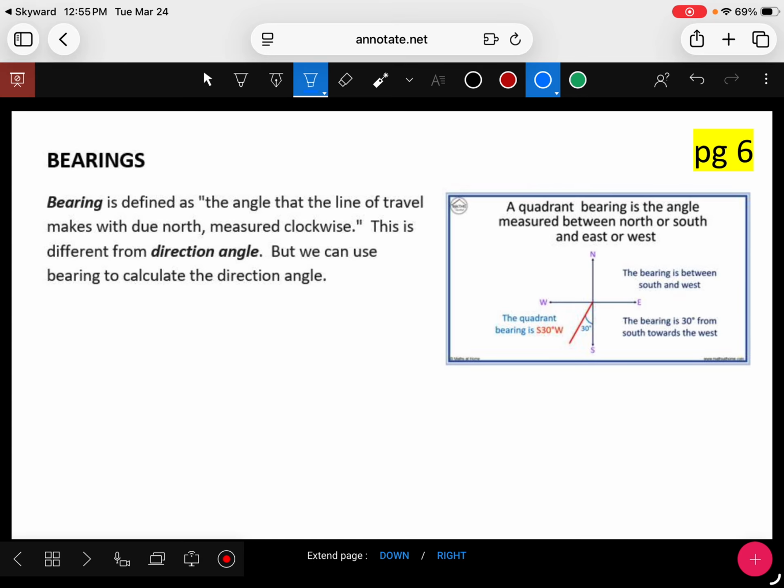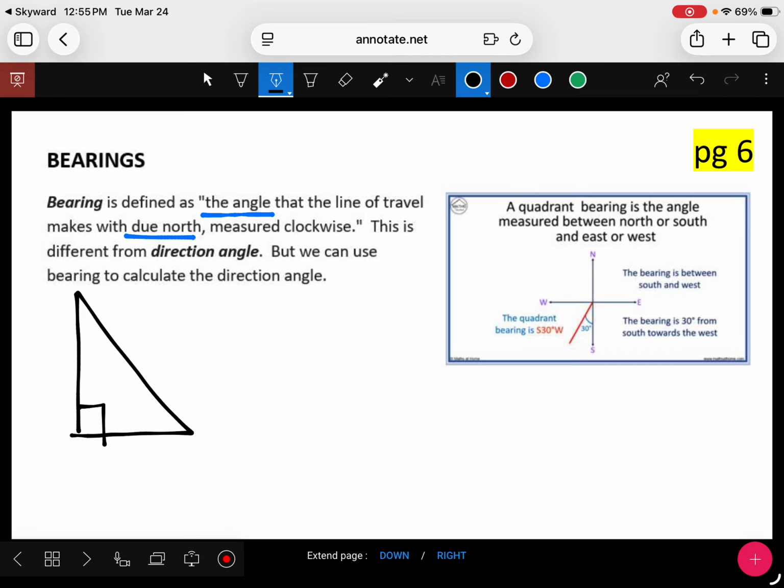And we're going to talk about bearings, which is a special type of angle. A bearing is defined as an angle that is with the due north. So let me go ahead and draw a right triangle here. A bearing is with the vertical. So bearing, I want you to think with vertical axis.